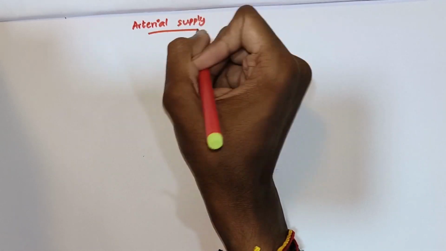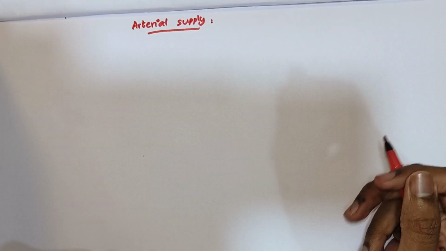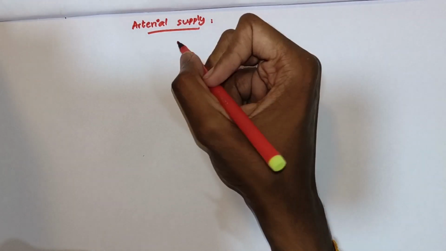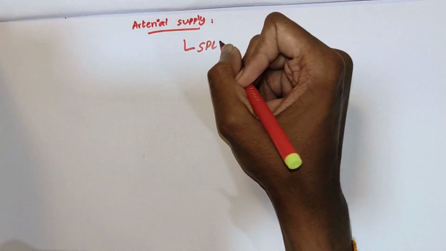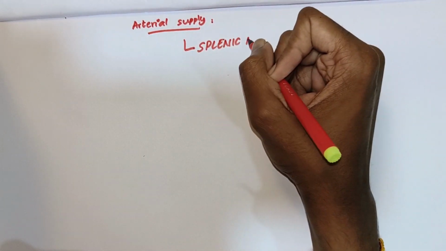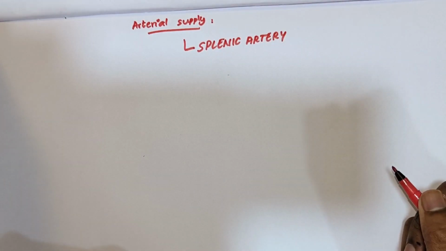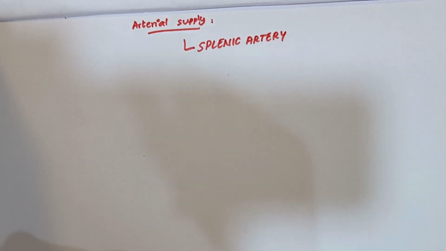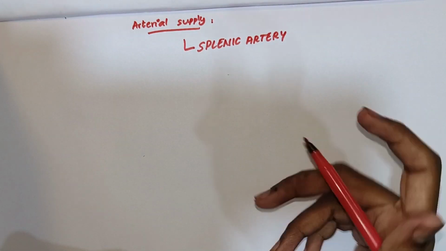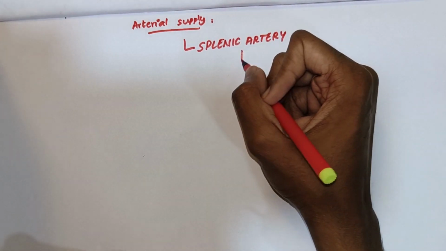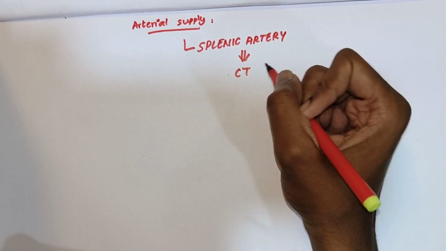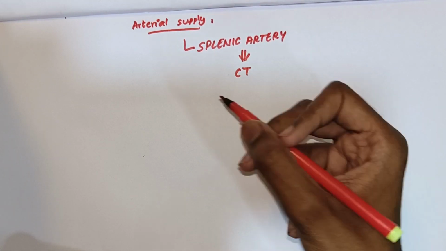Now let's talk about the arterial supply of spleen. Now, spleen is supplied by the splenic artery, which is basically the major artery supplying the spleen. Now, where does the splenic artery come from? It comes from the celiac trunk. Where does the celiac trunk originate from?